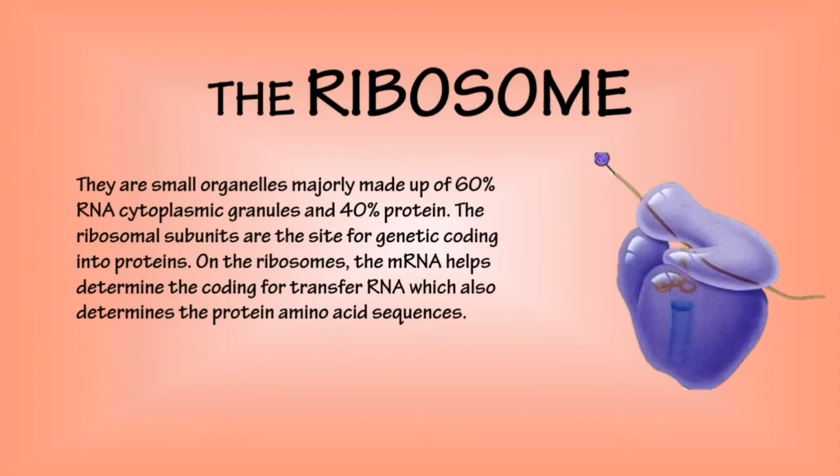The ribosome. They are small organelles majorly made up of 60% RNA cytoplasmic granules and 40% proteins. The ribosomal subunits are the site for genetic coding into proteins. On the ribosomes, the mRNA helps determine the coding for transfer RNA, which also determines the protein amino acid sequences.